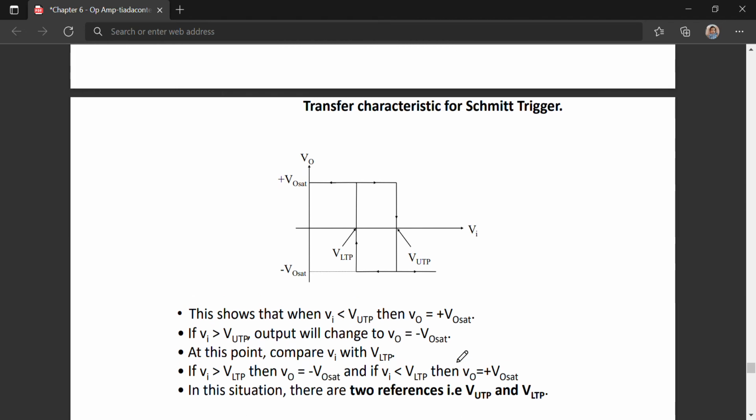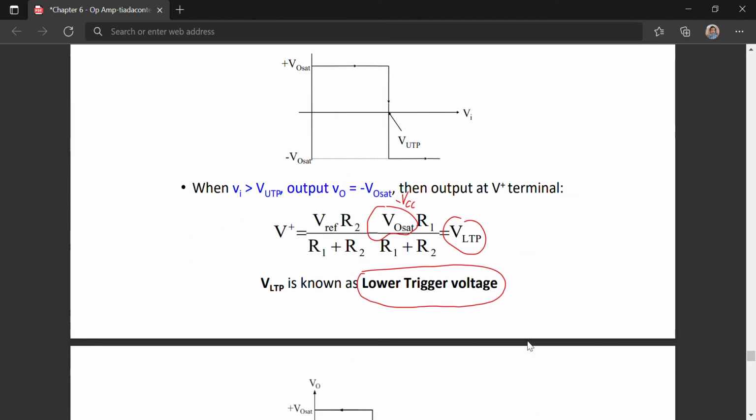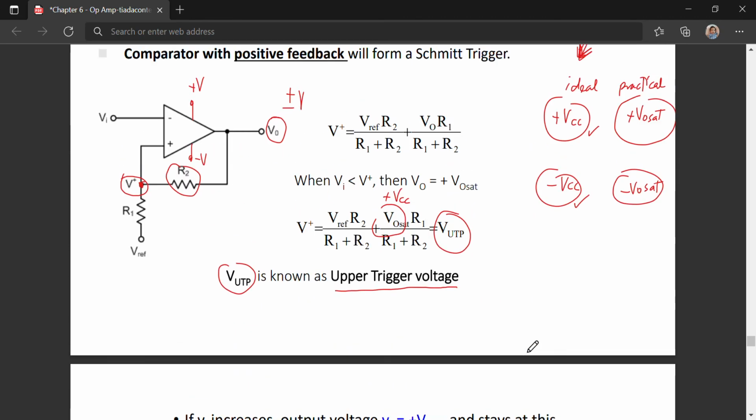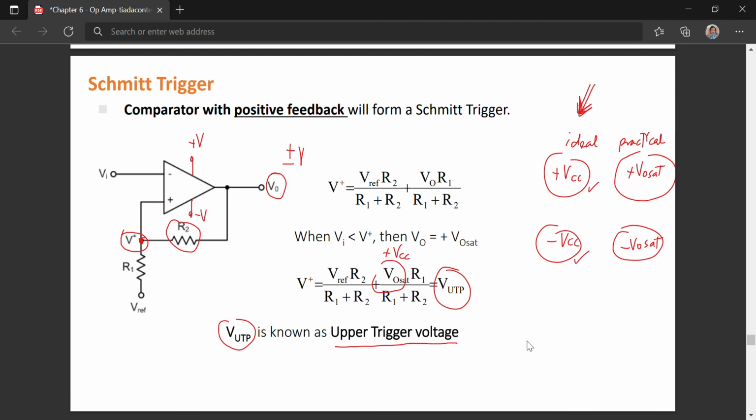Okay, so this is the combination of the output. Your Vout will be either positive or negative VCC, so here positive VO sat. Okay, when you have Vin, let's see where Vin is connected. Here Vin is connected at the negative part of the op-amp input.